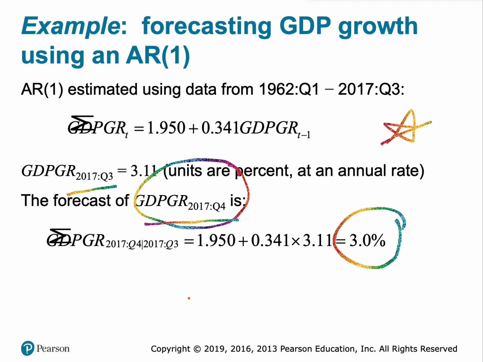So here in this example, we forecast that in the fourth quarter of 2017 gross domestic product will increase by 3% at an annualized rate, based on a 3.11% growth rate in 2017 quarter 3.